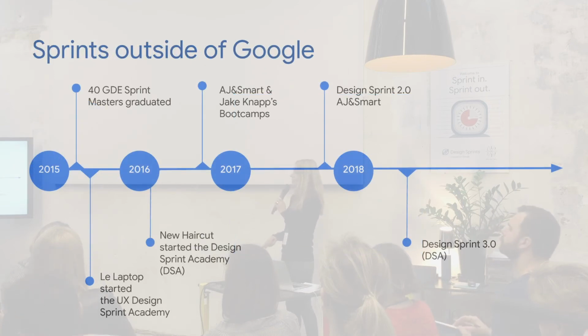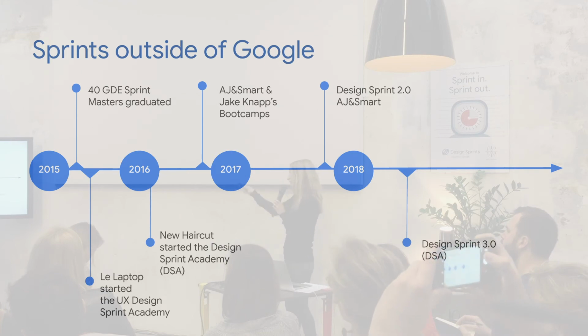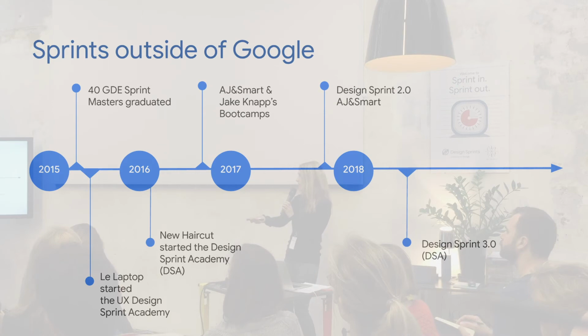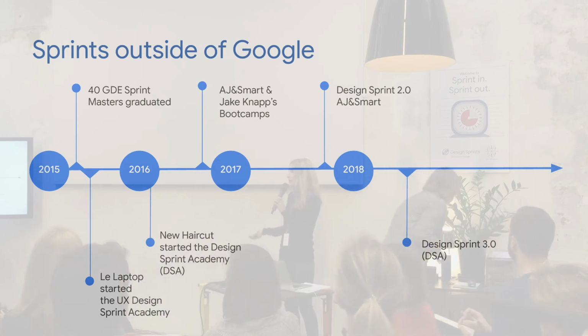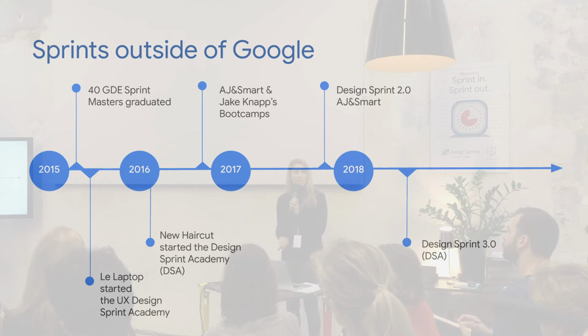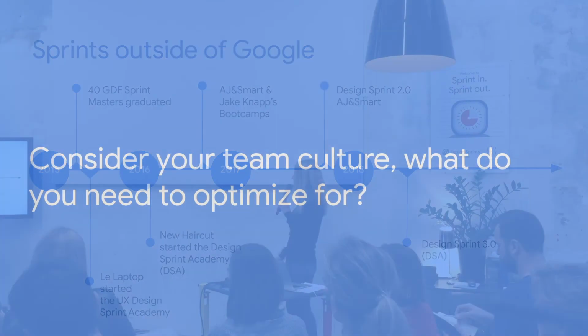So since the publishing of the book, and actually even earlier when we trained our first GDE Sprint Master graduates, including Pauline, we have folks outside of Google running great training programs who are helping spread this methodology and evolve it. I won't go into the details, but you can look up how some people are making modifications, changing it and customizing it for their contexts. And today, you're going to hear a lot of that as well. The other speakers are going to talk about how they're customizing for their contexts.